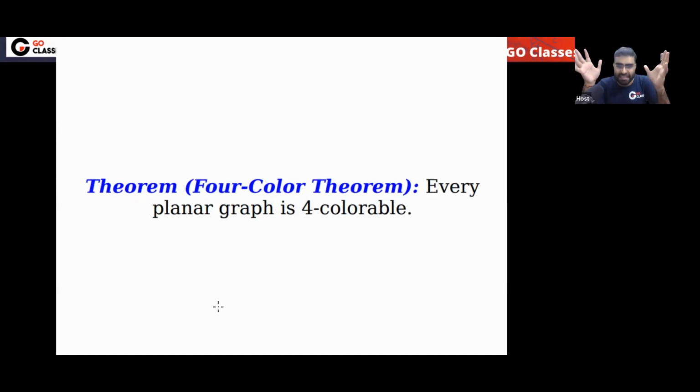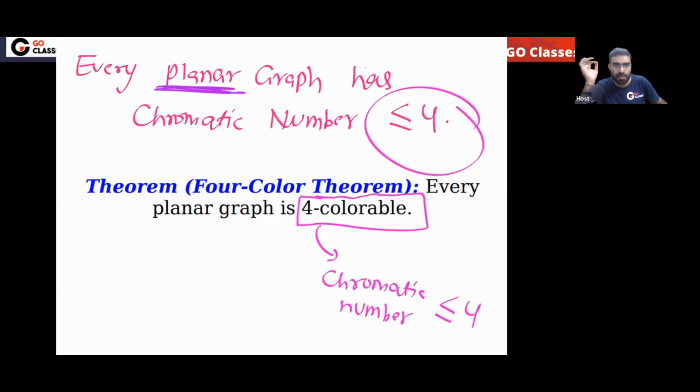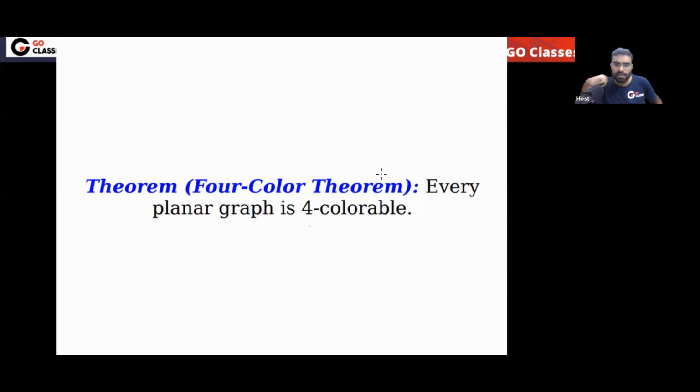See what I'm saying. We have this theorem that every planar graph is four-colorable, meaning every planar graph has chromatic number less than or equal to 4. But for this theorem, there is no single person who has read the proof. Then where did this proof come from? The answer is, this is the first theorem which was proven by a computer.